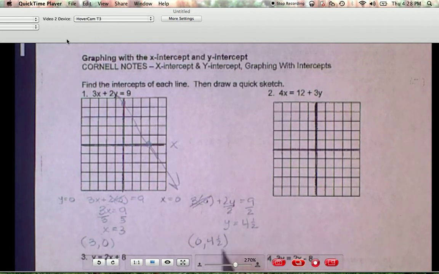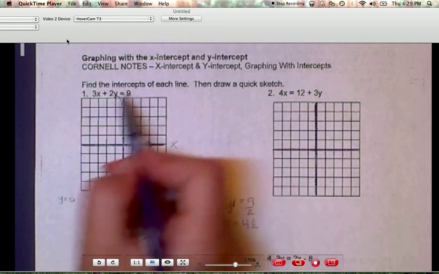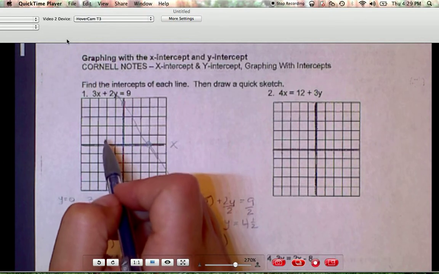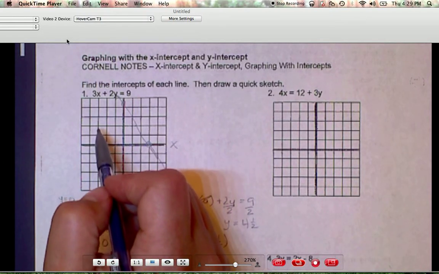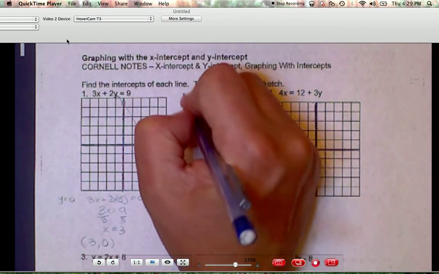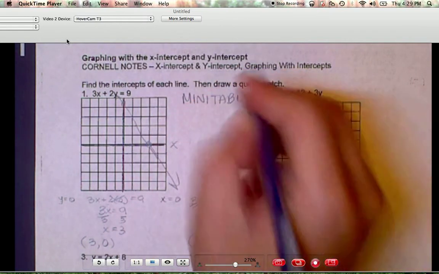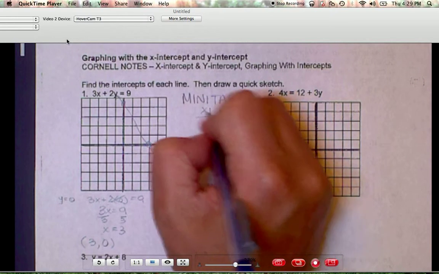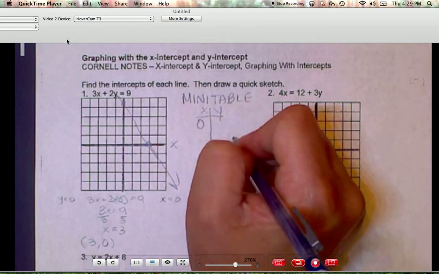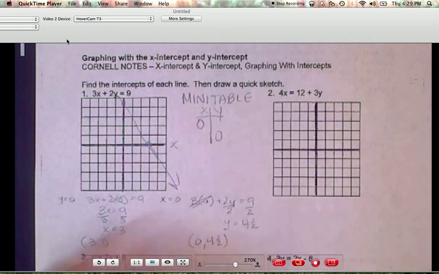Now some of you probably think this is longer than if we were to just make a full-fledged table. Now let me show you, we would have to solve this for y if we were going to make a table. But there is a shortcut that we can do, and that's making a mini table. Now we're only looking for 2 points in a mini table. We're looking for when the x equals 0, and we're looking for when the y equals 0.